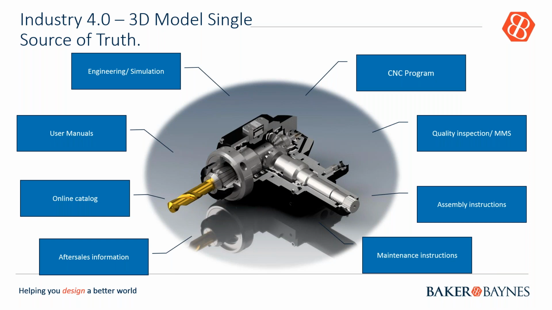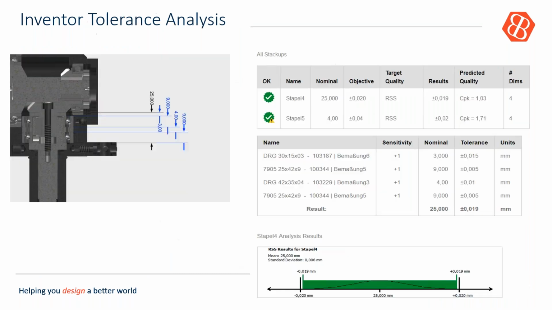Having one file that can be used in all of these facets of the manufacturing process and environment, as well as post-sale. If we look at some of the tolerance analysis that was taken into consideration here, you can see the stack-ups in the top right-hand corner, and the indication of it being in range at the bottom. So it tells us that it was in range of the desired tolerance that was required.